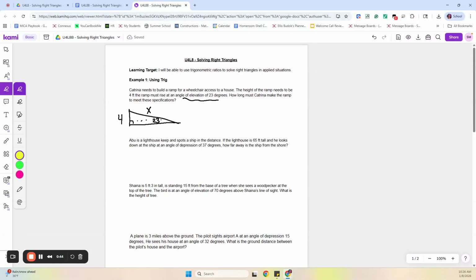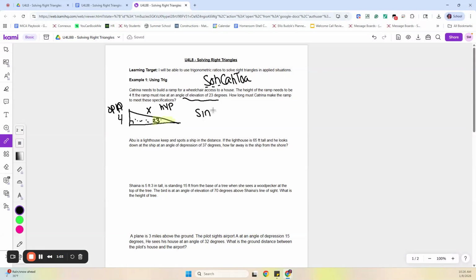So for this one, we're going to highlight the angle given to us. We got our opposite and our hypotenuse here. So if we grab SOHCAHTOA, opposite hypotenuse goes with sine. So I'm going to set this up as sine of my angle equals my opposite over my hypotenuse.